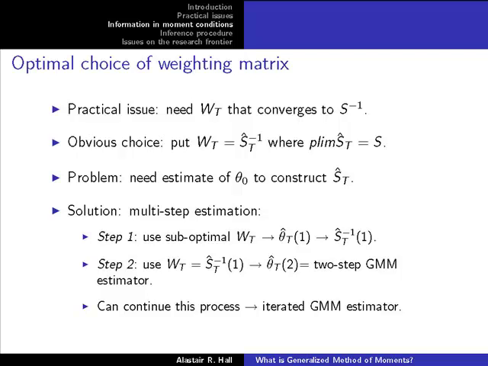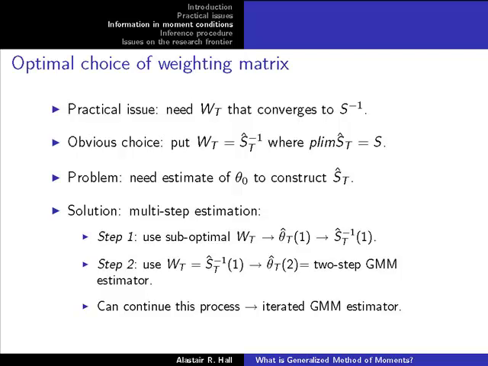Two steps are sufficient for it to have the optimal properties, to be the most precise estimates in terms of large sample properties. But in fact, you could carry on iterating this procedure and get something called an iterated estimator. And there's fairly compelling evidence to suggest that there are gains to iteration in terms of finite sample performance of the estimator.